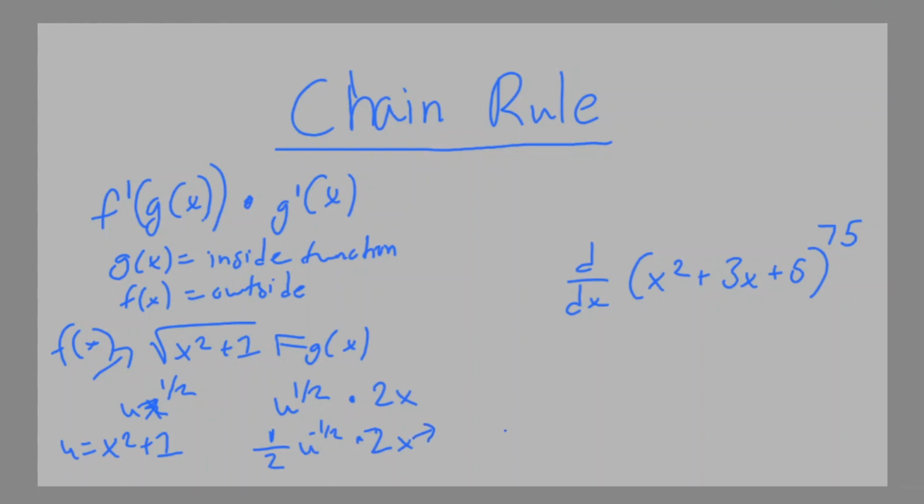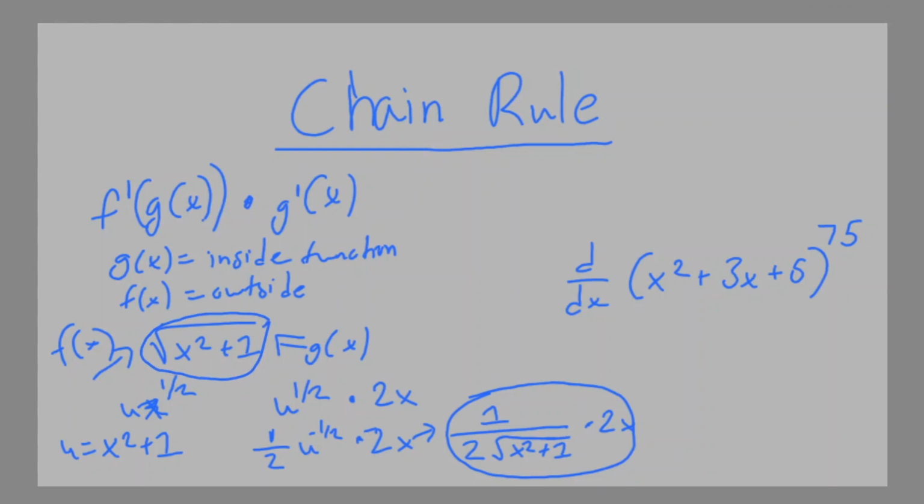Now u is equal to x squared plus 1, so now all we need to do is plug it in. So we would have 1 over 2 radical x squared plus 1, because u to the negative 1/2 power means it's in the denominator to the 1/2 power, which means that it's still in a radical, times 2x, which you could put in the numerator as well. But this is how you'd use the chain rule to get this derivative of x squared plus 1. It's much easier than using any other rule.